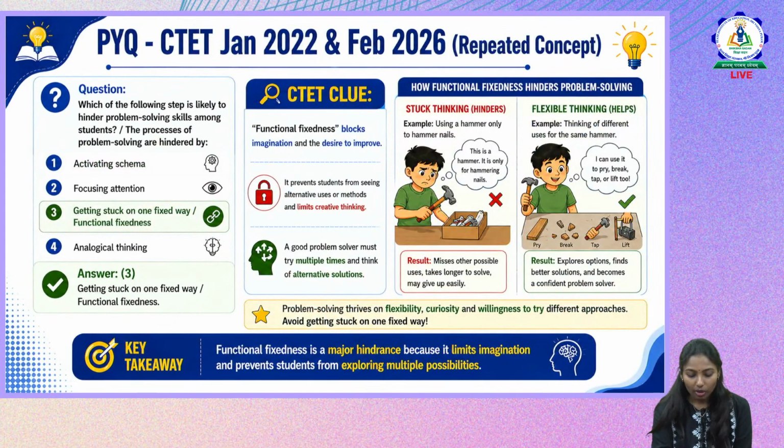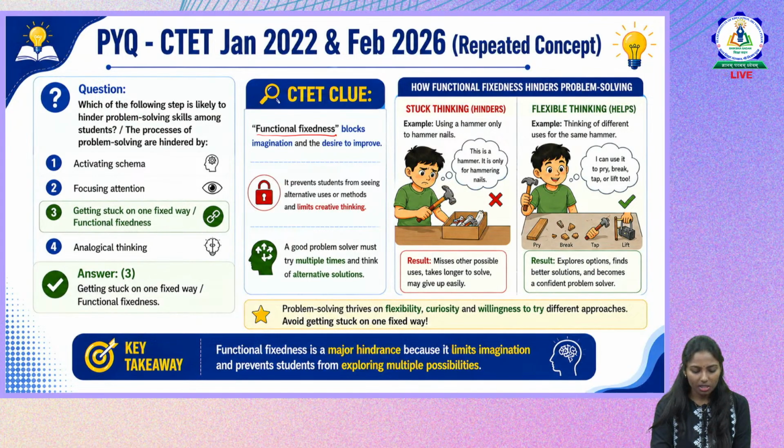And this is one more concept that's repeated in Jan 2026. As we have talked about functional fixedness, this was the concept being talked about in both the years. Even we discussed it just now, just before. So the question is like, which of the following steps is likely to hinder problem solving skills among students? And then our question again asked was, the process of problem solving is hindered by. So what things do you think will hinder the problem solving? So this is the question.